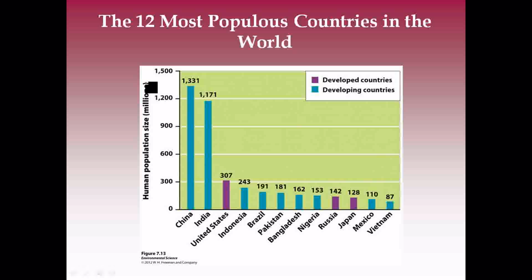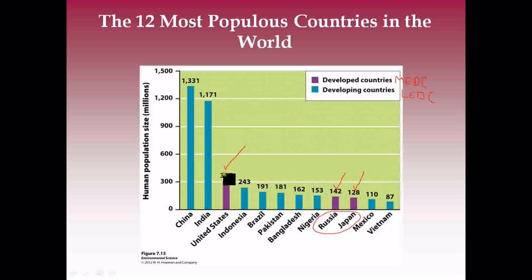I just wanted to show you the 12 most populous countries and help you understand the difference again between MEDC and LEDC. The MEDCs are in purple and the LEDCs are in blue. Of the 12 top population countries, 9 of them are LEDCs. Only the US, Russia, and Japan are in the top 12. And now Russia and Japan are in negative growth.